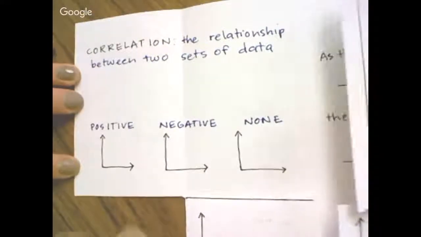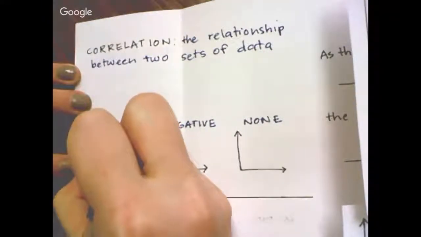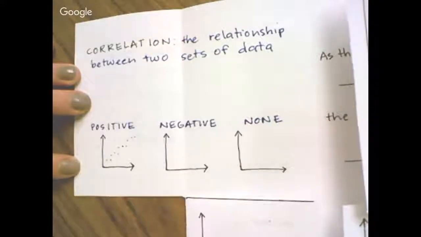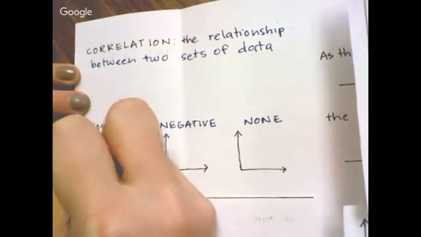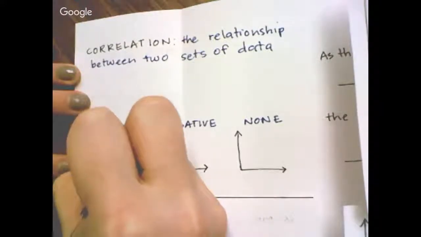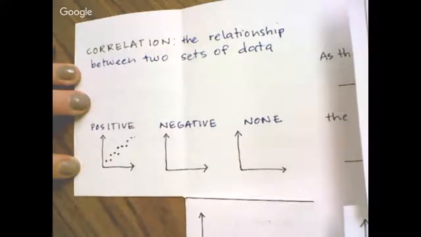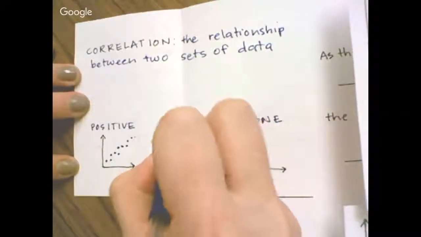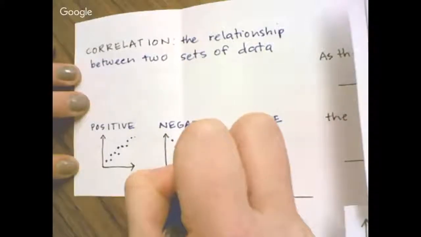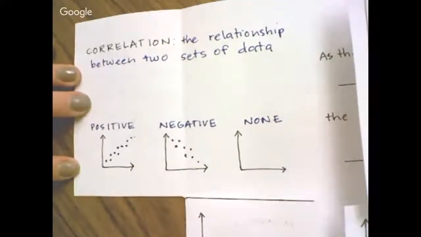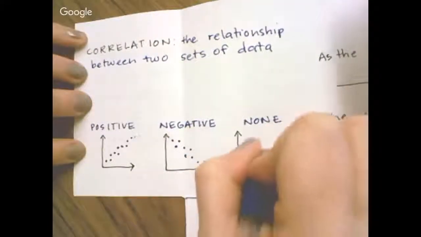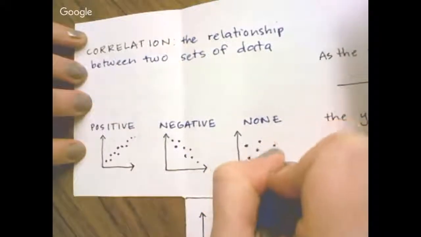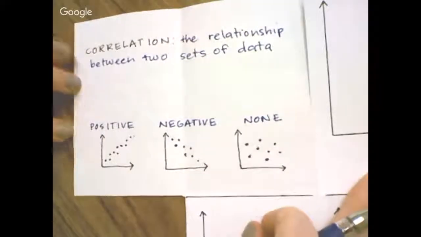In a positive correlation, the dots come together to make a positive slope. In a negative correlation, they come together to make a negative slope. And in a none, there's no correlation or no line that can be identified.